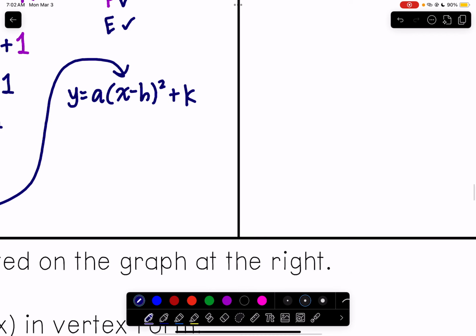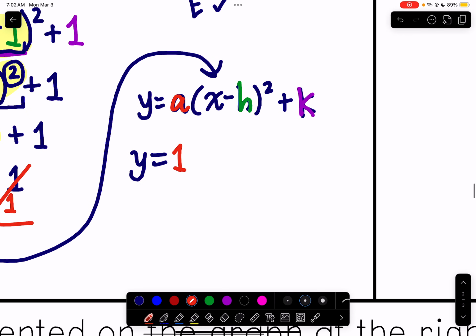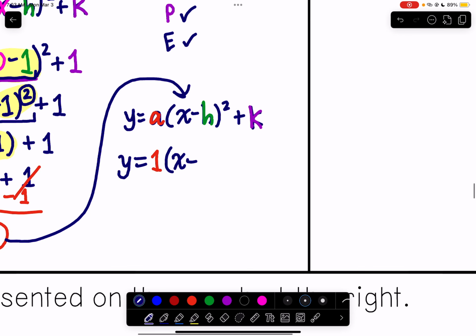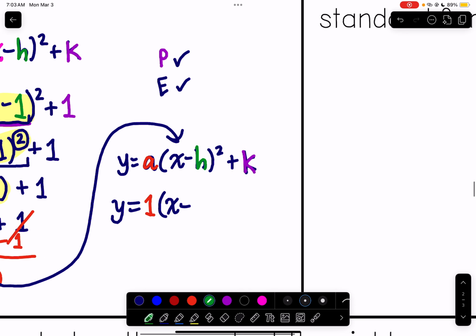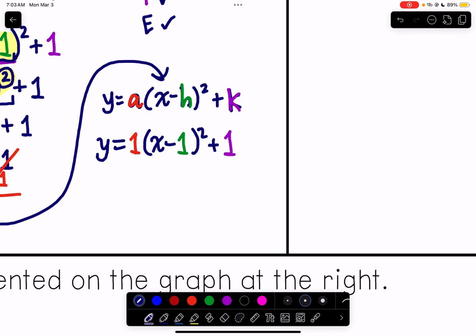So this time I do not have to plug in any numbers for x and y because I'm not trying to fill in all of my variables this time. I'm going to leave my x and y alone because that's just input output. I am going to plug in the a, the h, and the k. But my x and my y are input and my output. So I have y equals, my a was 1 times x minus my h was 1, quantity squared, plus k was 1. So this is my final answer.